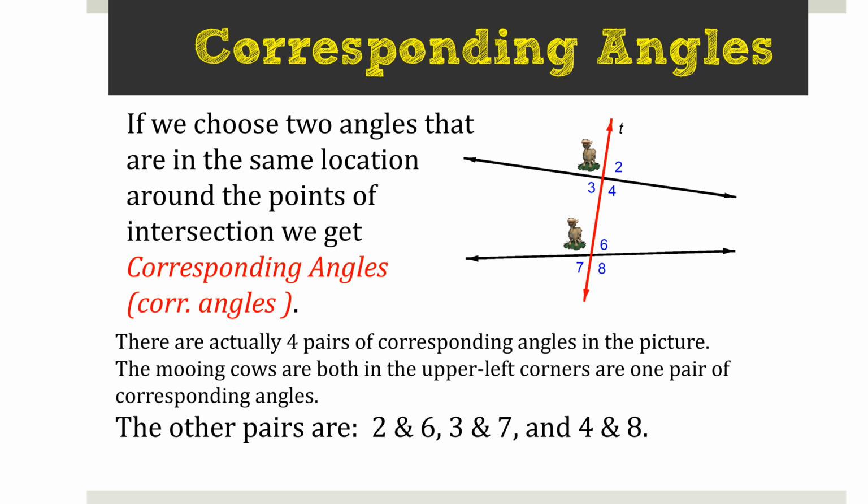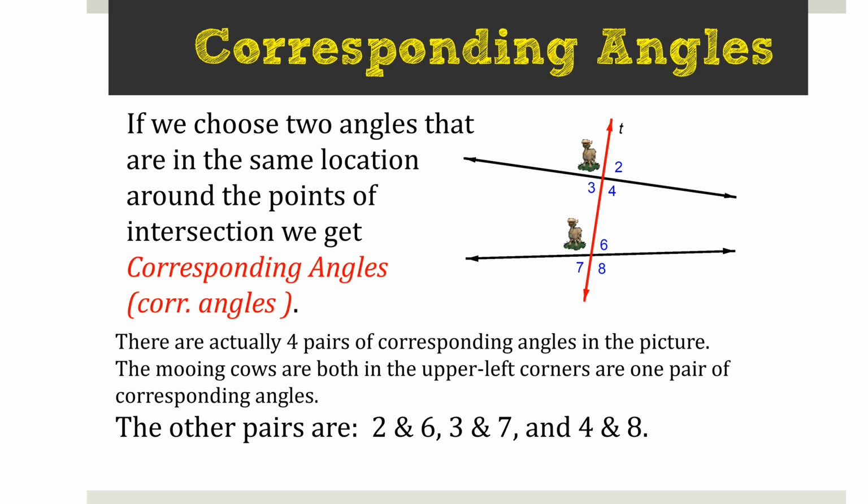And we can abbreviate that. In fact, if you're feeling fancy, you can even get rid of the word angles and use the angle symbol. CORR with the angle symbol would tell you those are corresponding angles. And again, use the names to understand what angles we're talking about. They're in the same corresponding location around the points of intersection.